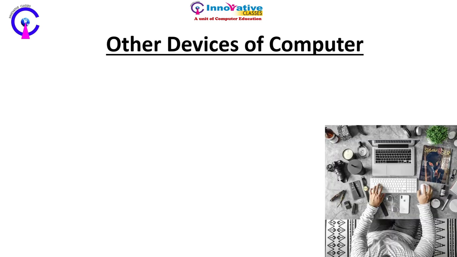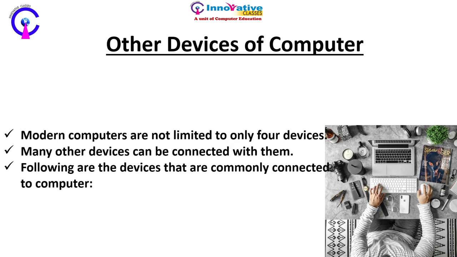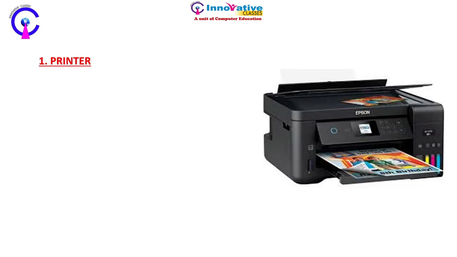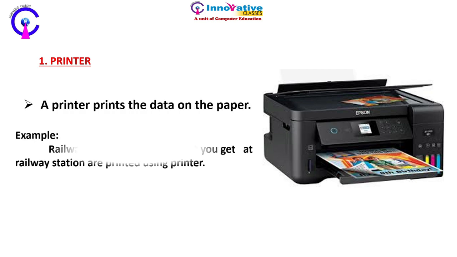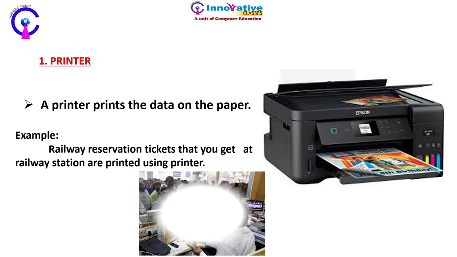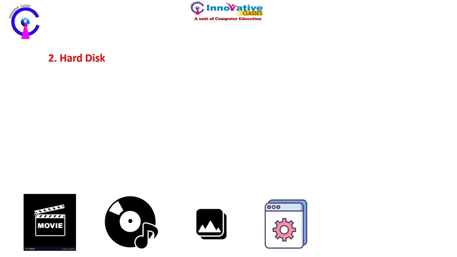Other devices of computer. Modern computers are not limited to only 4 devices. Many other devices can be connected with them. Following are the devices that are commonly connected to computer. 1. Printer. A printer prints the data on the paper. Example. Railway reservation tickets that you get at railway station are printed using printer.